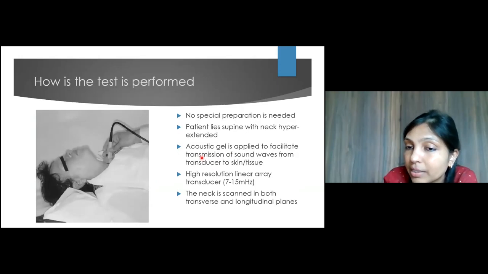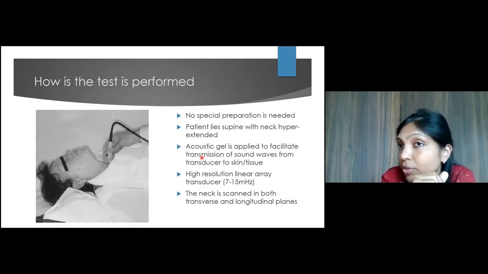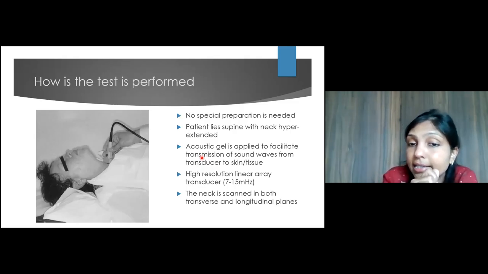So how is the test performed? Essentially, it's an office procedure. No special preparation is needed. You have the patient lie down supine with the neck hyperextended. We could usually use a small pillow or a towel roll put under the shoulders and neck such that the neck is a little hyperextended. Then we use acoustic gel, as I mentioned before, because we need a medium for the sound waves to travel. The transducer probe used for thyroid ultrasound is usually of a higher frequency, in the order of 7 to 15 megahertz. And then the neck is scanned in both transverse and longitudinal planes.